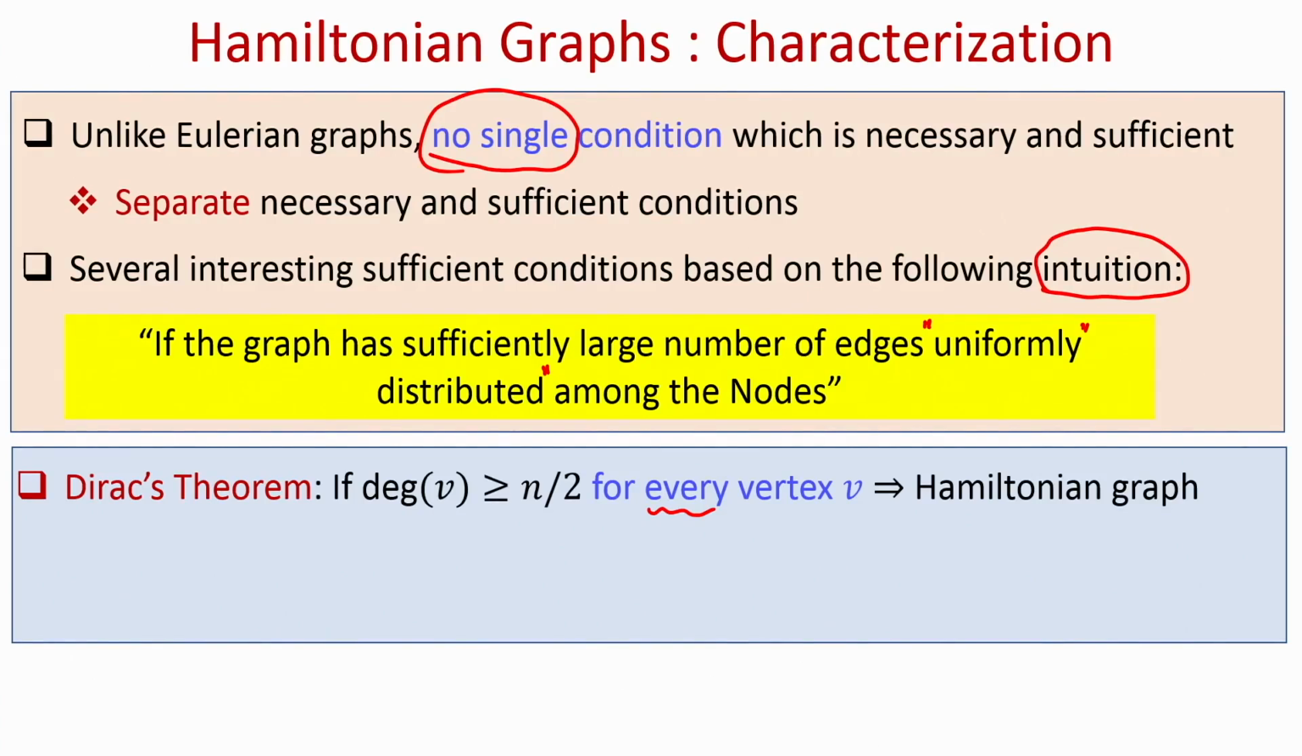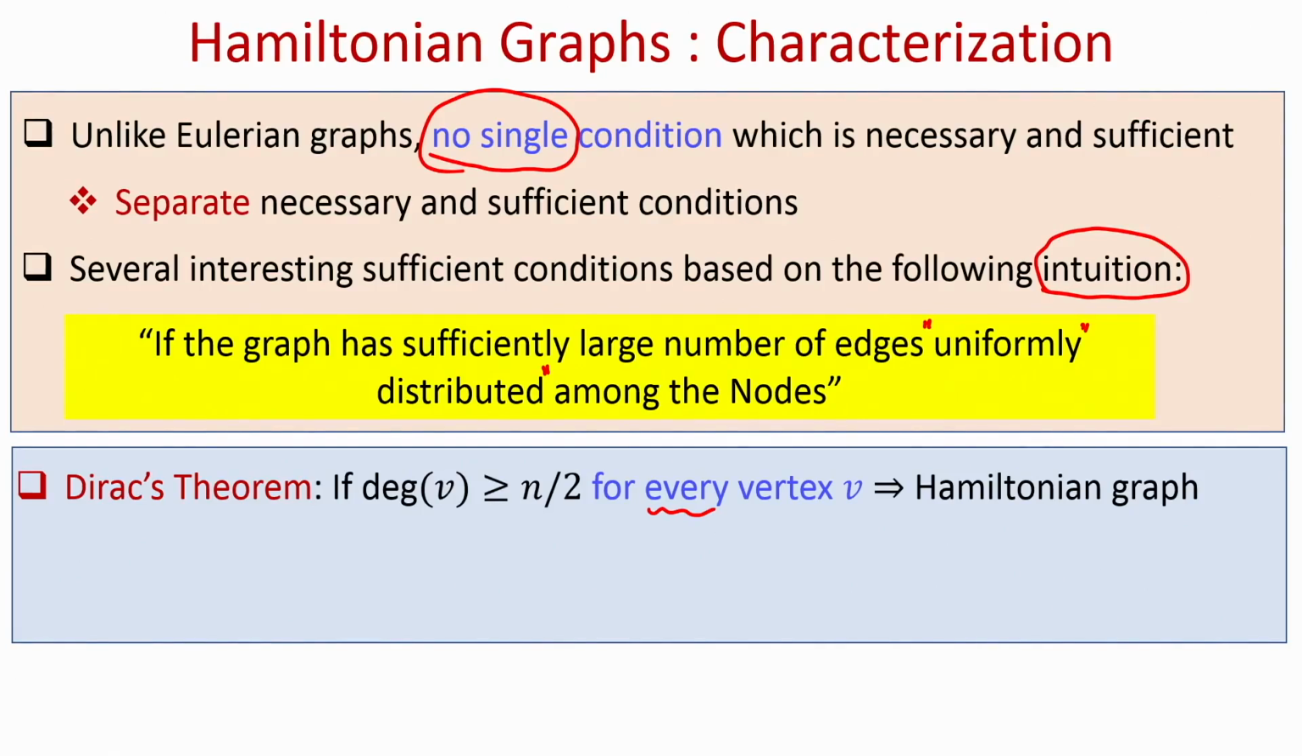However, you can quickly verify that this condition is not necessary. That means you may have a graph which is Hamiltonian even though the degree of all the vertices is not n over 2. A very simple example is a cycle graph, which is Hamiltonian, but for sufficiently large n, the degree of every vertex is 2, which need not be n over 2.